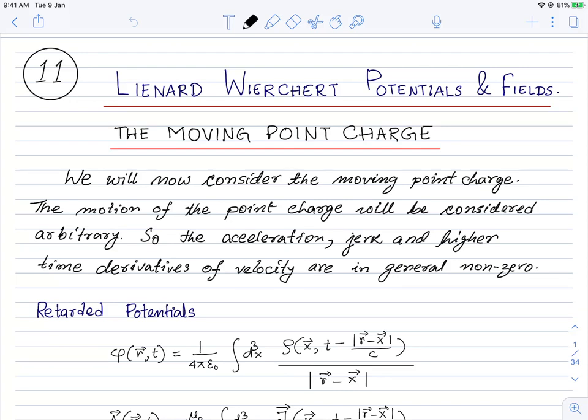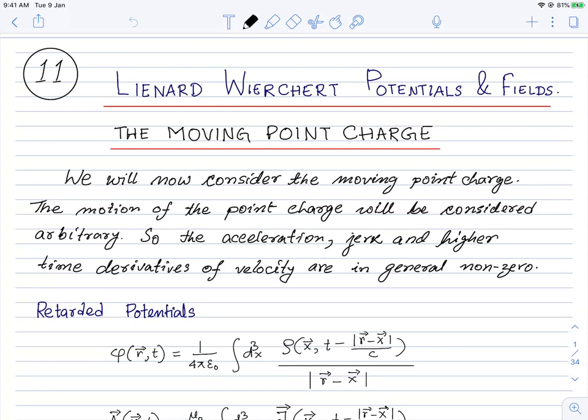When I say arbitrary motion, I mean the point charge can have a velocity, acceleration, or even the derivative of acceleration can be non-zero. So it is in some arbitrary trajectory, executing some arbitrary motion, and in that case, what is the general form of the potentials and the electric field due to that point charge? This is what we are going to try to understand in this video.